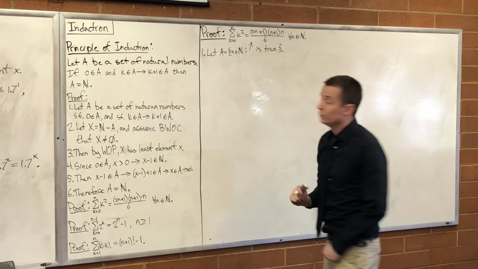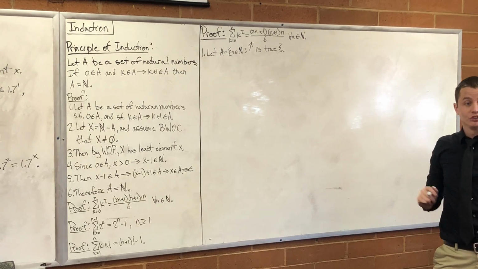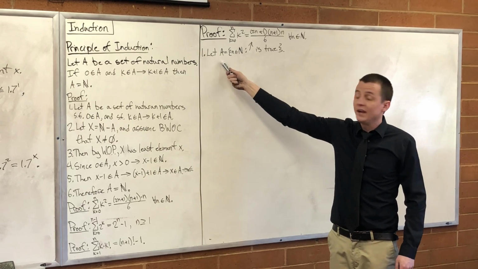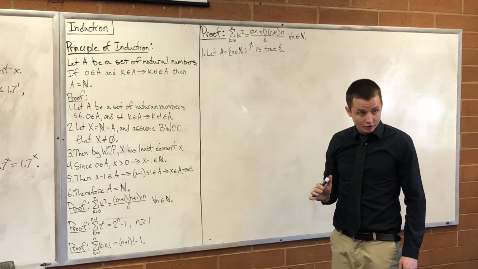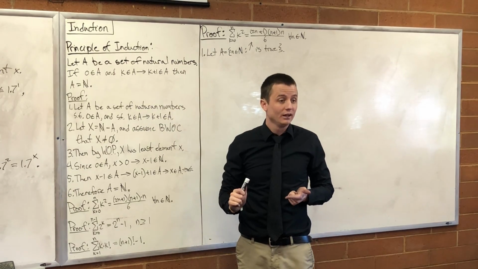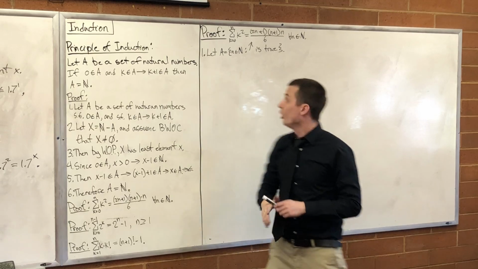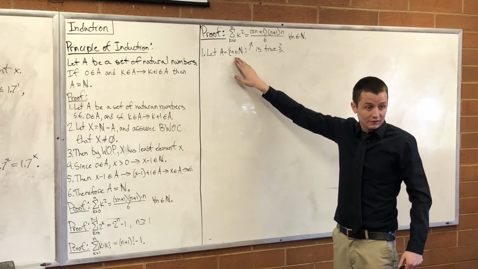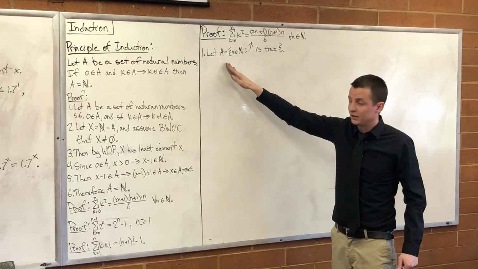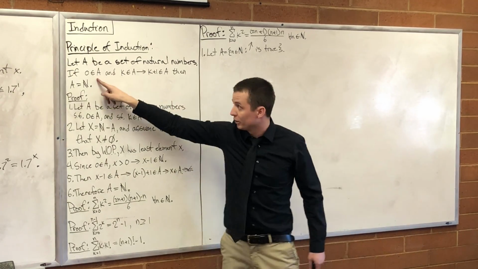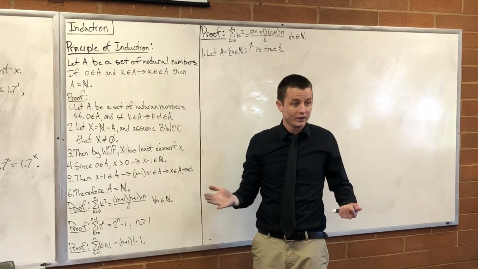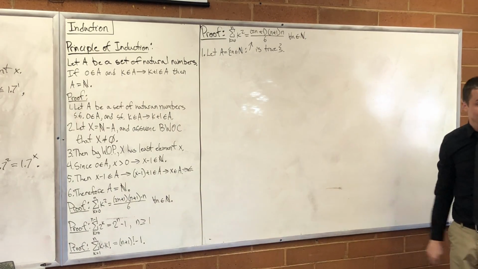Wait, we're not doing a proof by contradiction anymore. We're just proving directly that A is all natural numbers. So A is the set of all the natural numbers that make the statement true. I'm going to show that 0 is in A, and I'm going to show that if k is in A, k plus 1 is in A, therefore A is all natural numbers. Notice by definition, A is a subset of natural numbers. A is all the natural numbers that satisfy some condition. I'm going to show that 0 is in A. I'm going to show that if k is in A, k plus 1 is in A. Therefore, A is all the natural numbers. Therefore, all the natural numbers make the statement true.